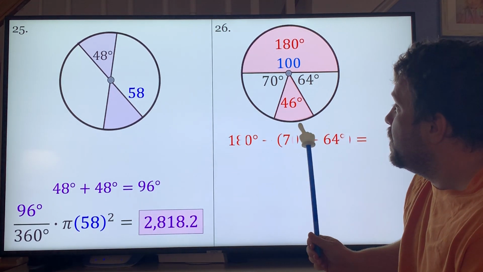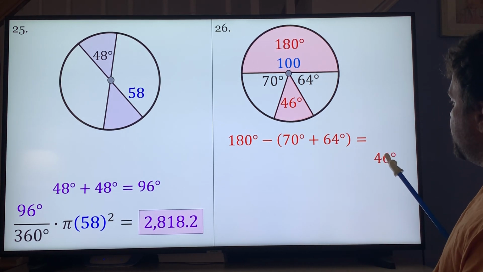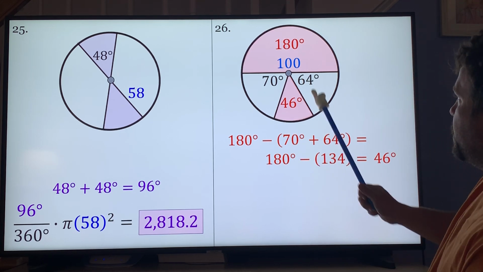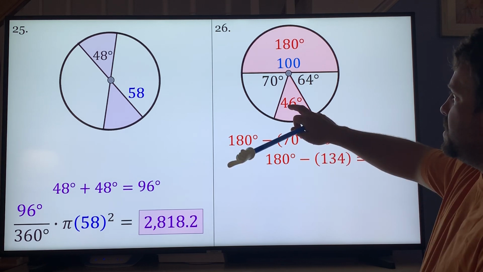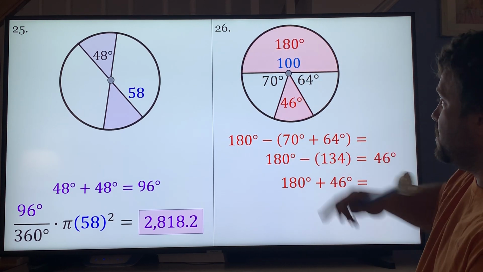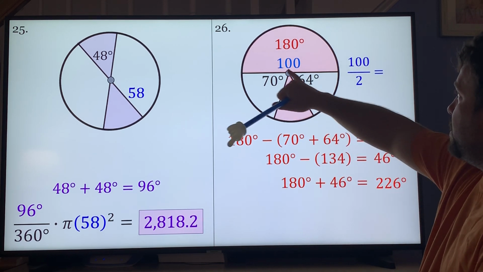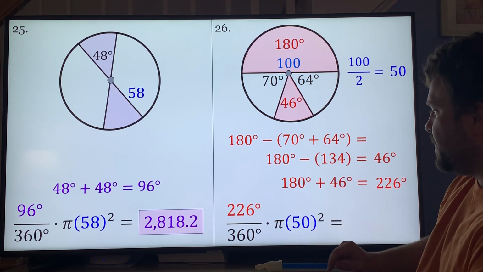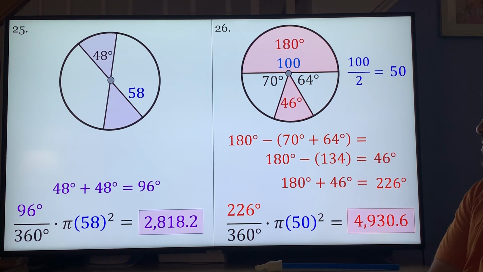2,818.2. Right here, 180 minus 134 should have given you your 46, right? Because 180 minus 134 is 46. So this is 46, this is 180. Take the two angles together because you're going to use angle addition. 226. So this is 100, so half of 100 is 50. 226 divided by 360 times pi times 50 squared is 4,930.8.